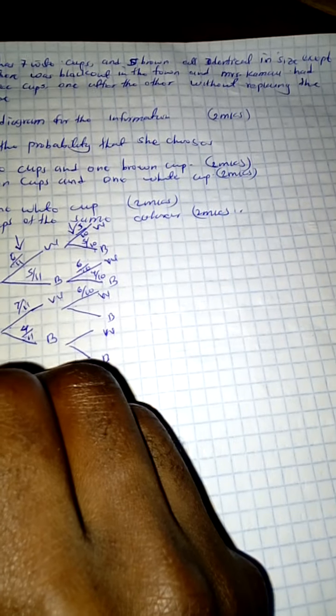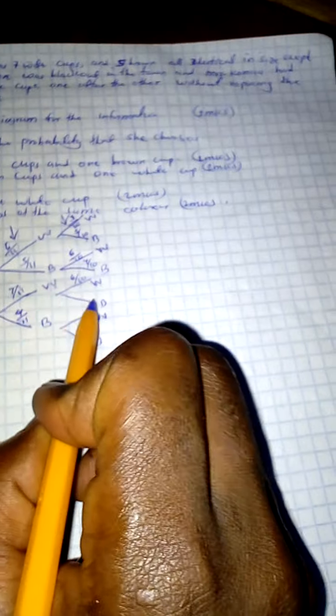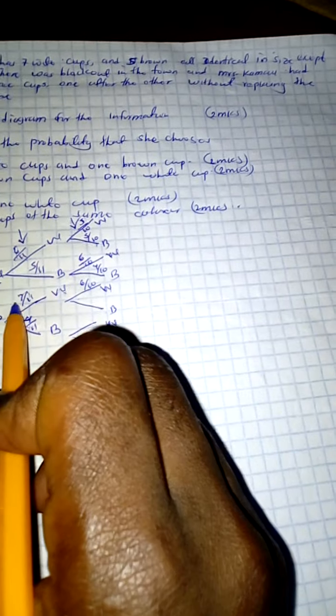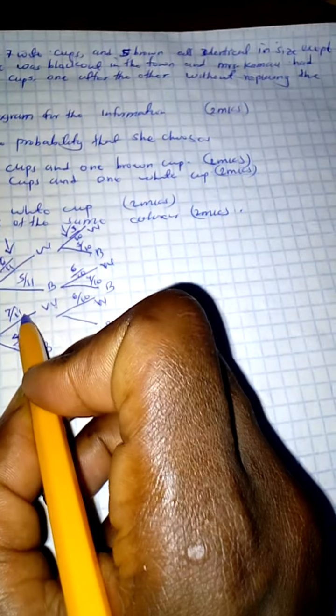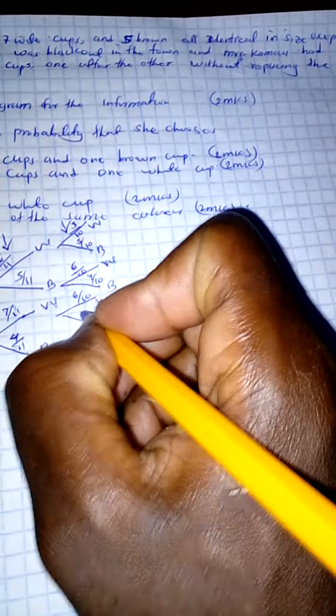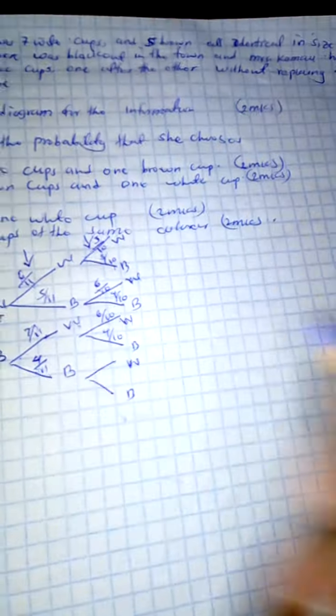She had taken brown and white. She needs another brown. Now the brown probability here was 5/12. It remains 5/12, meaning the probability of picking another brown is now 4/10.